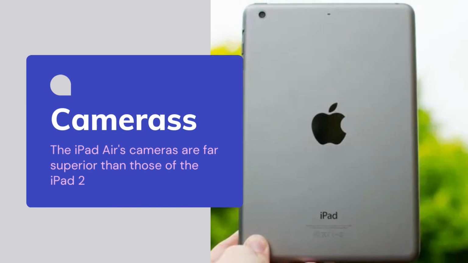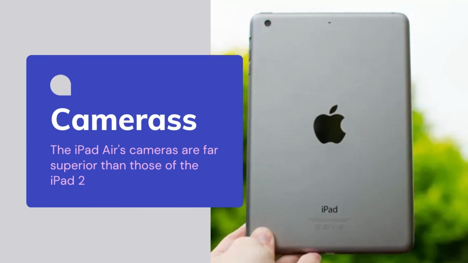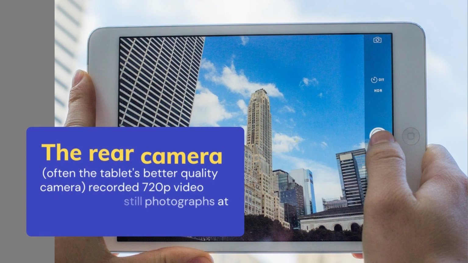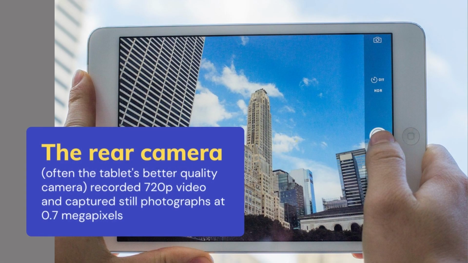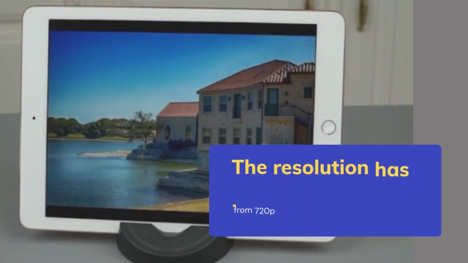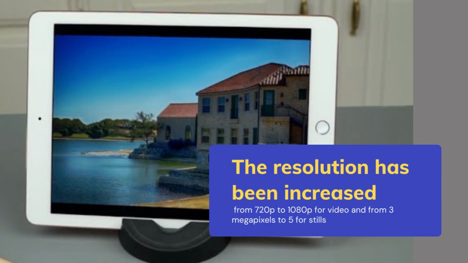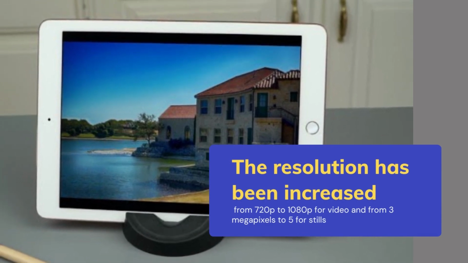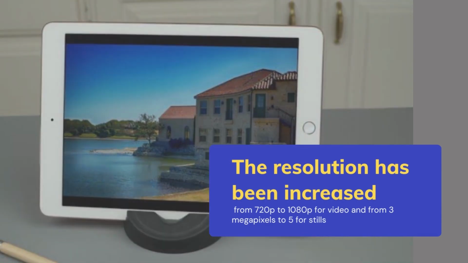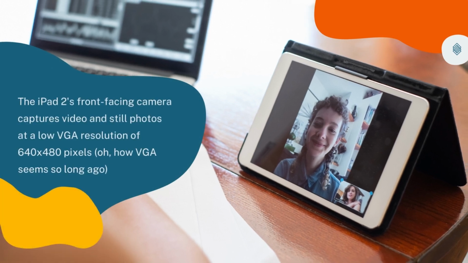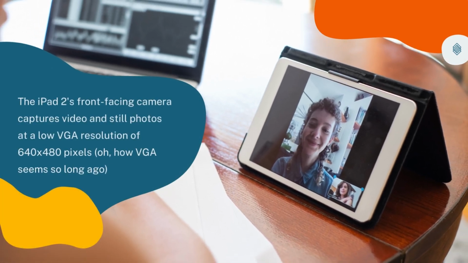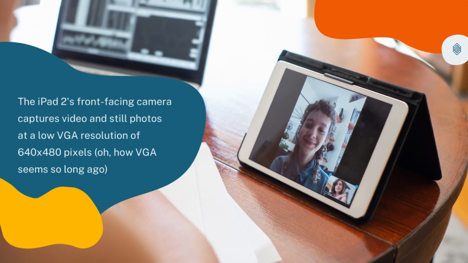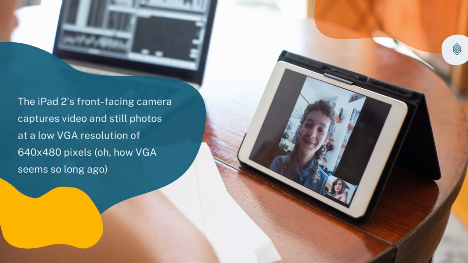Cameras. The iPad Air's cameras are far superior to those of the iPad 2. The rear camera, often the tablet's better quality camera, recorded 720p video and captured still photographs at 0.7 megapixels. The resolution has been increased from 720p to 1080p for video and from 3 megapixels to 5 for stills. The iPad 2's front-facing camera captures video and still photos at a low VGA resolution of 640 by 480 pixels. Oh, how VGA seems so long ago.